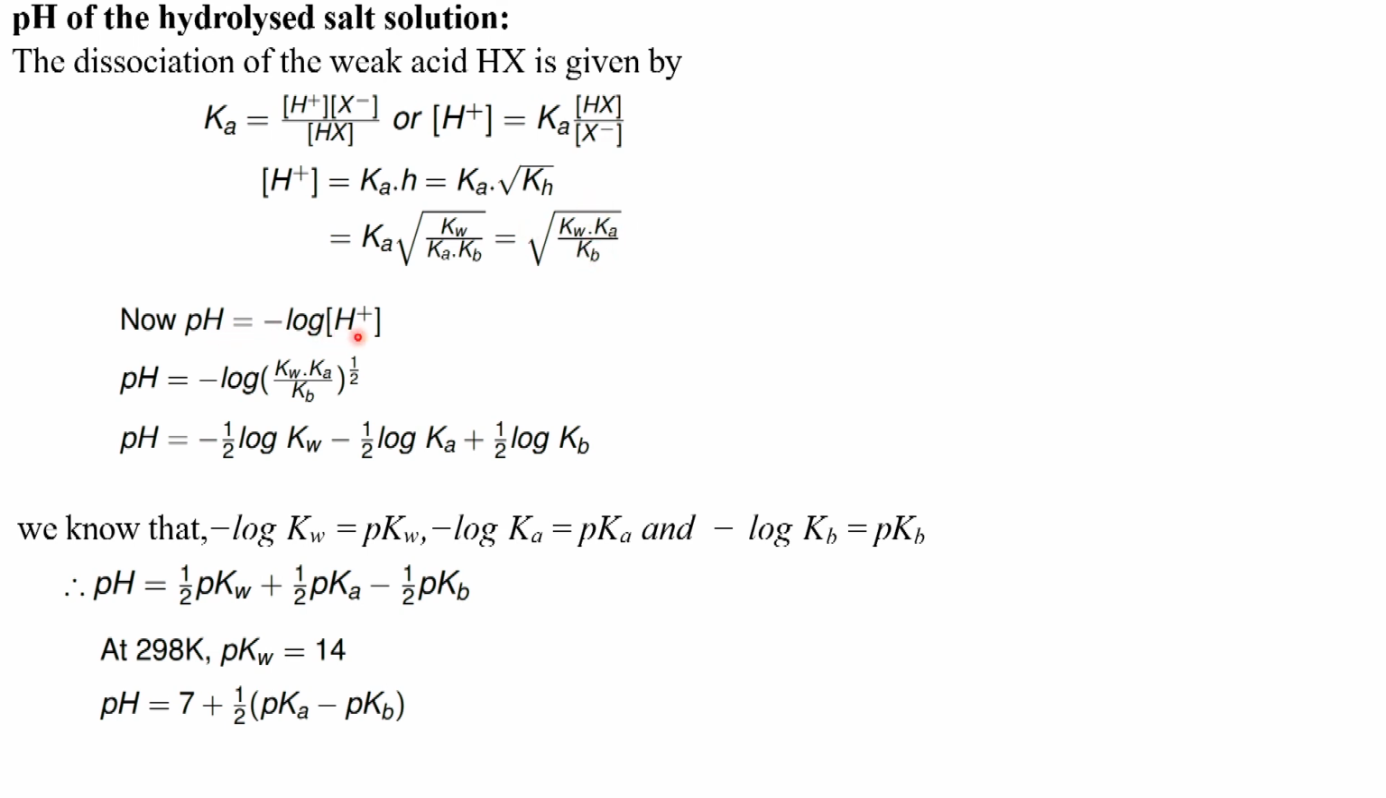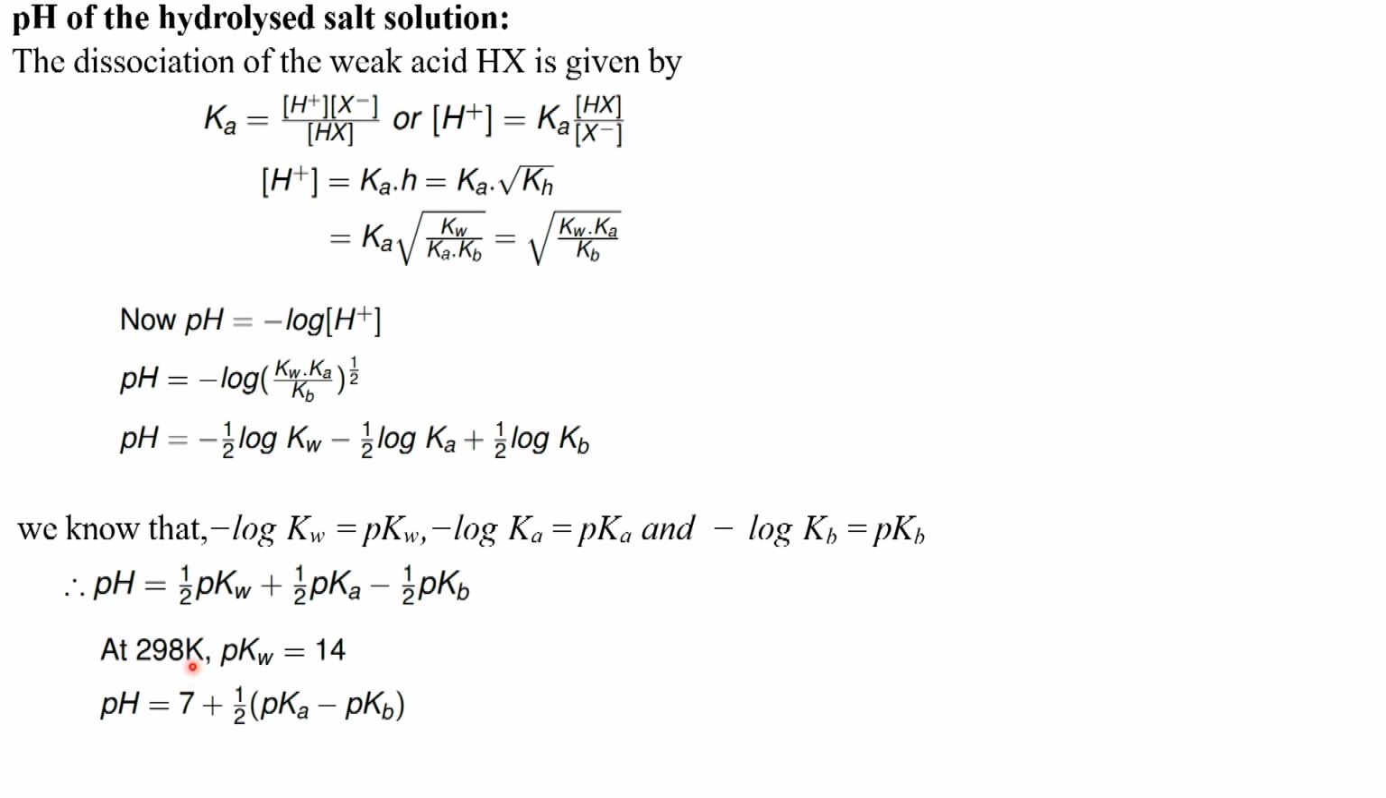Now pH is minus log of concentration of H plus. So if we take log of H plus ion here, we get pH. pH is minus log of Kw times Ka by Kb, square root, raised to the half. So if we further simplify this one, we get minus half log Kw and then minus log Ka plus half log Kb. But we know that minus log Kw is pKw and minus log Ka is pKa and minus log Kb is pKb. So pH will be half of pKw plus half of pKa minus half of pKb.